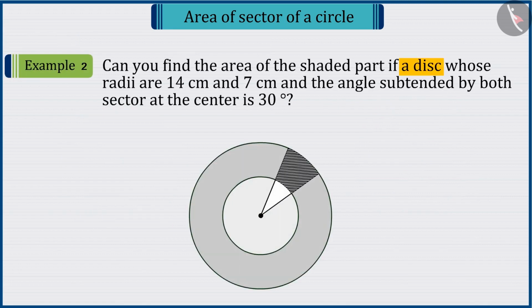There is a disc whose radii are 14 centimeters and 7 centimeters, and the angle subtended by both sectors at the center is 30 degrees. So, can you find the area of the shaded part of the circle? Come, let's see.